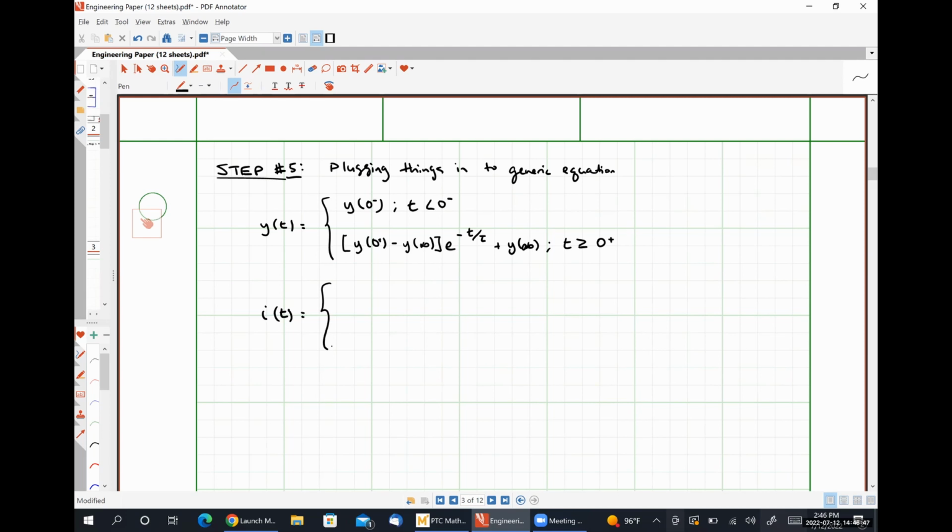will then be, I believe it was 0 at 0 minus, and then it's going to be negative 6 milliamps minus negative 6 milliamps, which, if I'm not mistaken, comes out to be 0, e to the negative 5 halves t, minus 6 milliamps, where t is greater than or equal to 0 plus. So effectively, it's a constant value of negative 6 milliamps.